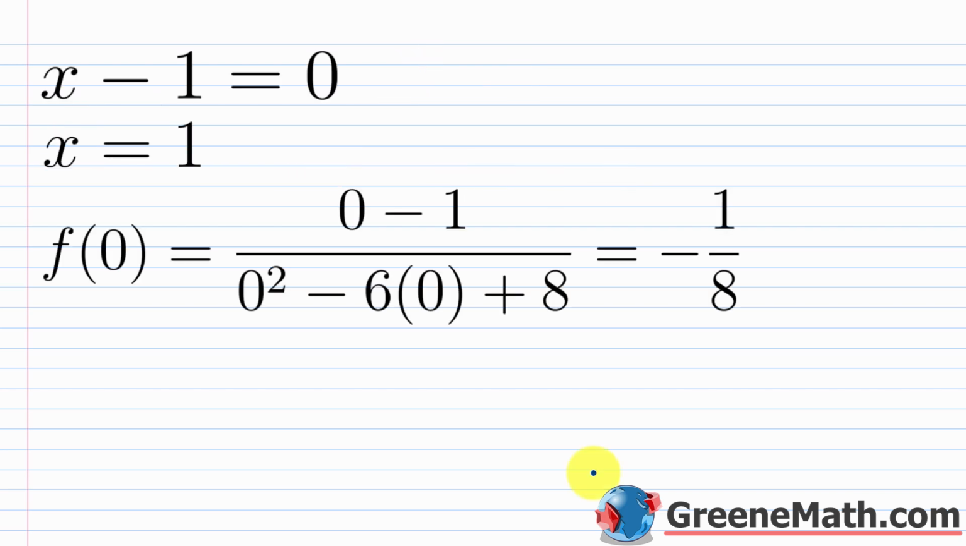Now, in terms of your x-intercept, because you're only going to have one here, you take your numerator, which is x minus 1, you set that equal to 0, and you solve. So you get x equals 1. So the x-intercept is going to occur at (1, 0).